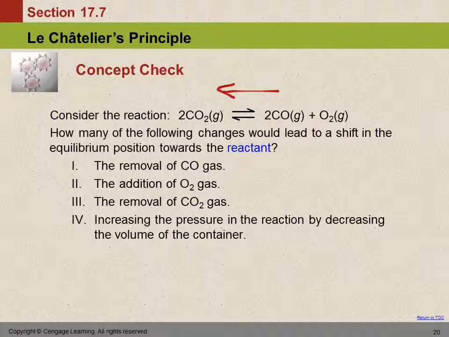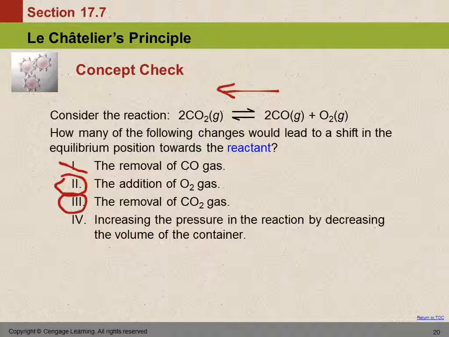So if I remove carbon dioxide gas, if I take some of this away, what's it going to do? It's going to try to replace that, right? So it'll shift this way. So that's not what it's asking. What if I add O2? It's going to react in a way to reduce that. So it's going to go this way to reduce that. So this is one of them. What if I remove CO2? I take CO2 away. It's going to go this way to replace that.